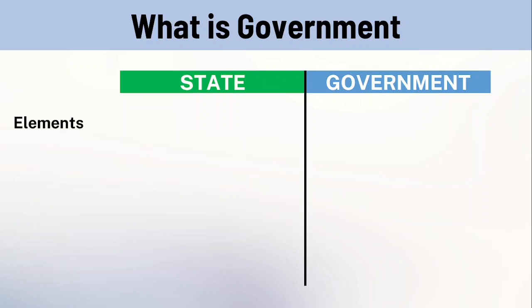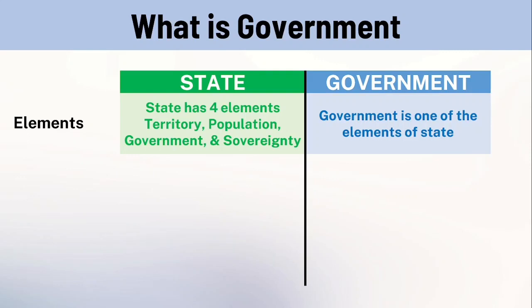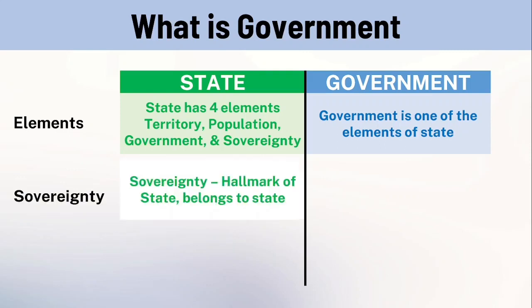On the basis of elements, state has four elements: territory, population, government, and sovereignty. And government is only one of the elements of state. So that's one of the differences between state and government. Second, on the basis of sovereignty, sovereignty is a hallmark or the feature of a state, and sovereignty belongs to the state. Government doesn't have complete sovereignty. It exercises the supreme power, which is entailed in sovereignty, on behalf of the state, or on behalf of the welfare of people.